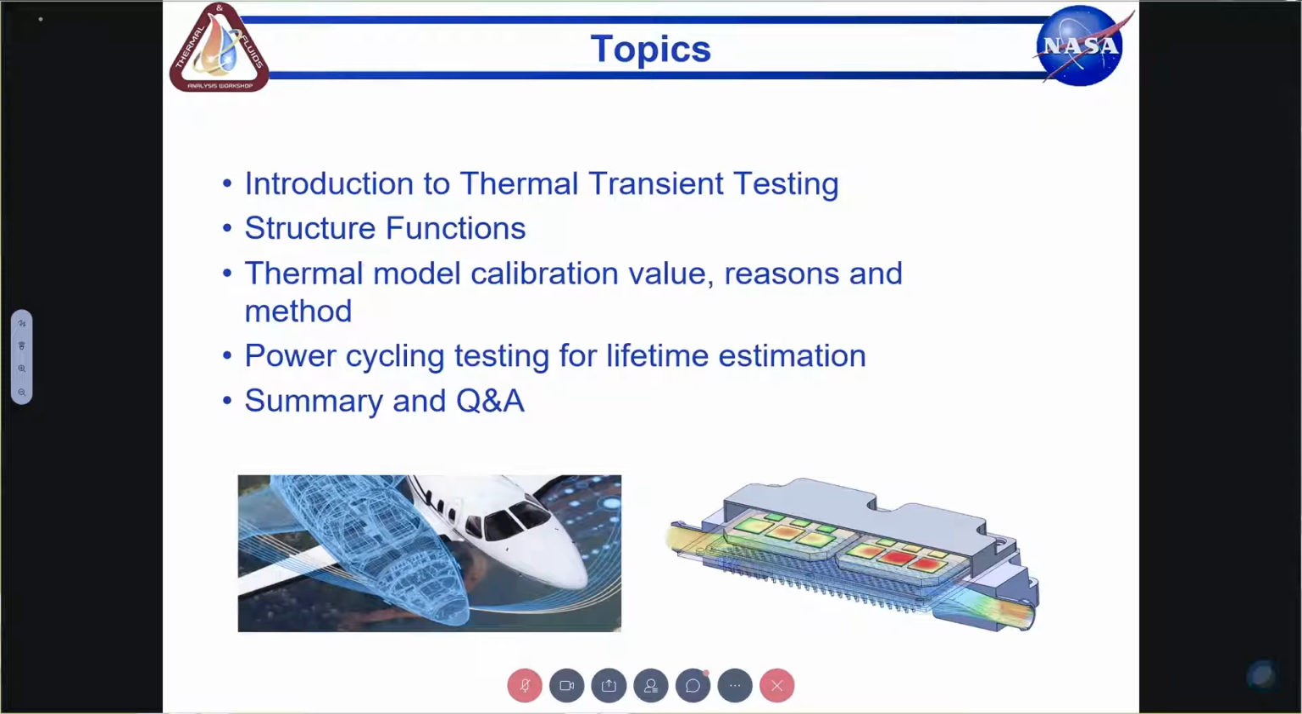So here are the topics of my presentation for today. I will give an introduction to thermal transient testing and focus on what we call the structure functions, which, besides giving you thermal data of semiconductors, also give structural data, understanding why the temperatures may stay hot or why it may be difficult to cool down a given component.